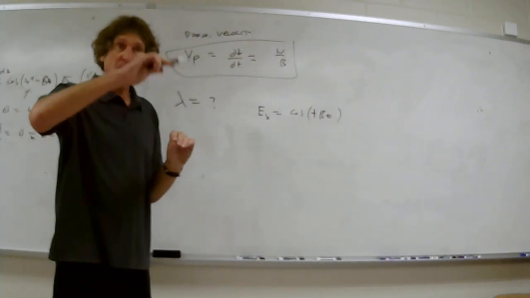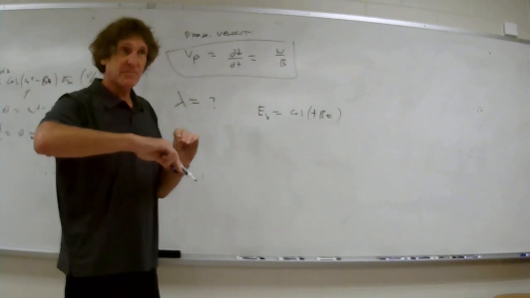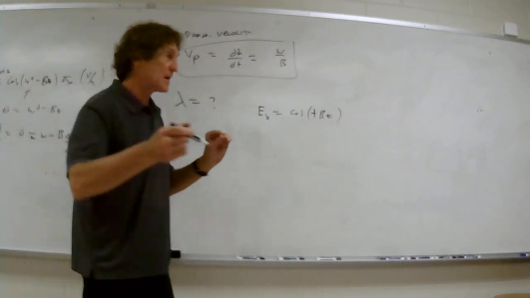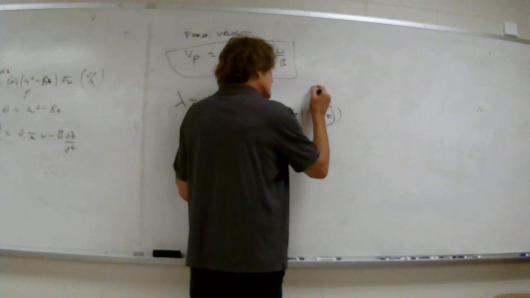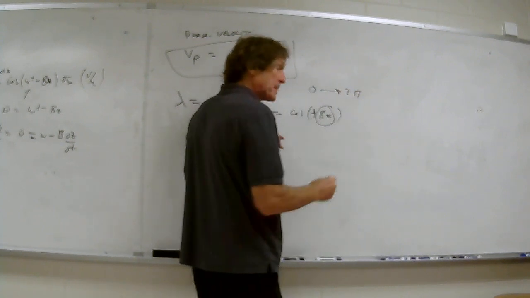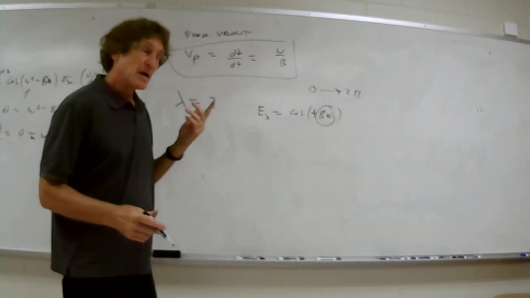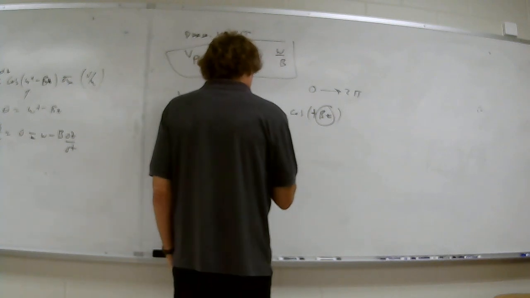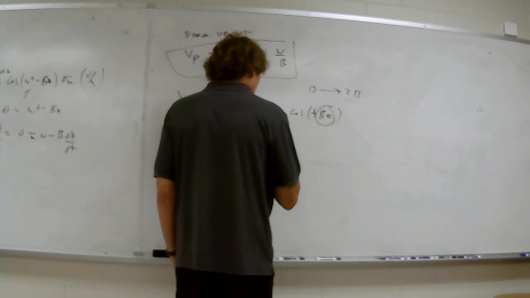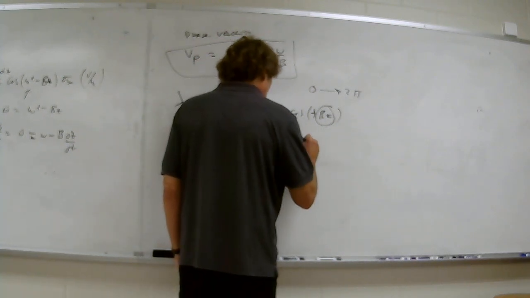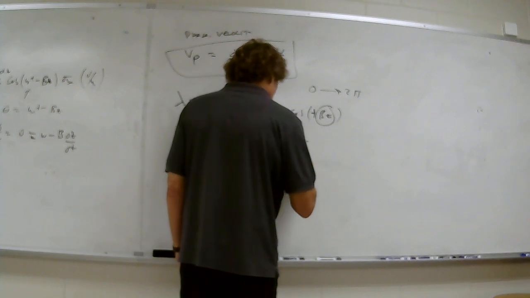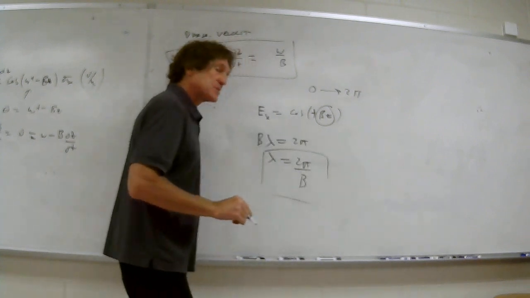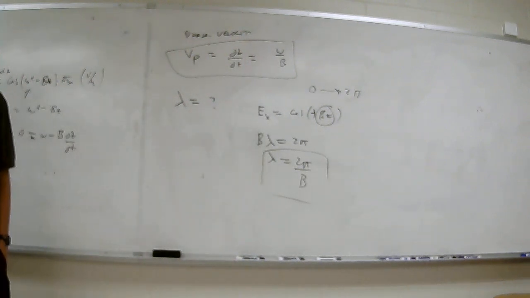Now, how far does it take for this to repeat itself? Any trig function like a sine or cosine, when the argument goes from 0 to 2 pi, it repeats itself. So that means when beta z is equal to 2 pi, or beta times wavelength is 2 pi, that is the wavelength, or it's 2 pi over beta. And that is the definition of wavelength for any propagating phenomenon.